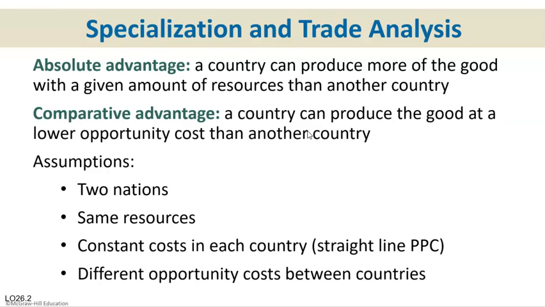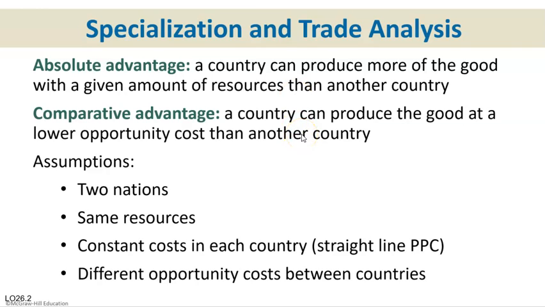So there's two different things that you're going to need to be able to understand and find from the information that you're given. The first is absolute advantage. Absolute advantage means the country can produce more of the good with a given amount of resources than the other country can. The nice thing about these problems is you're always going to be given two countries that have the exact same resources. So when you're looking for absolute advantage, you're just looking for the country that's producing more of the good with their resources. So absolute advantage is very easy to find.